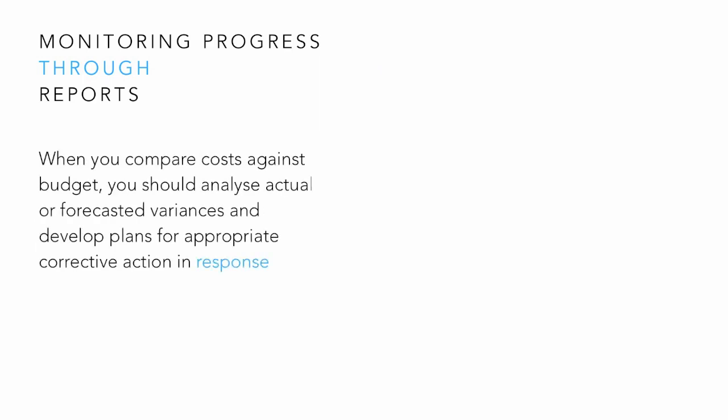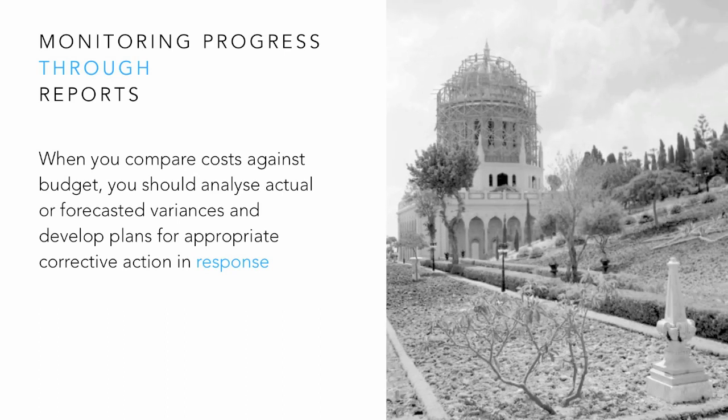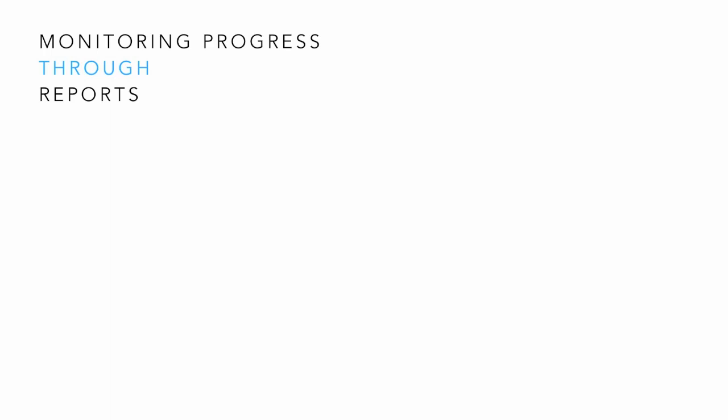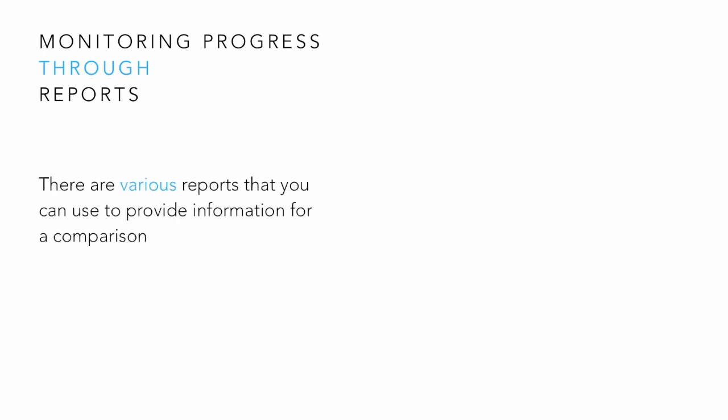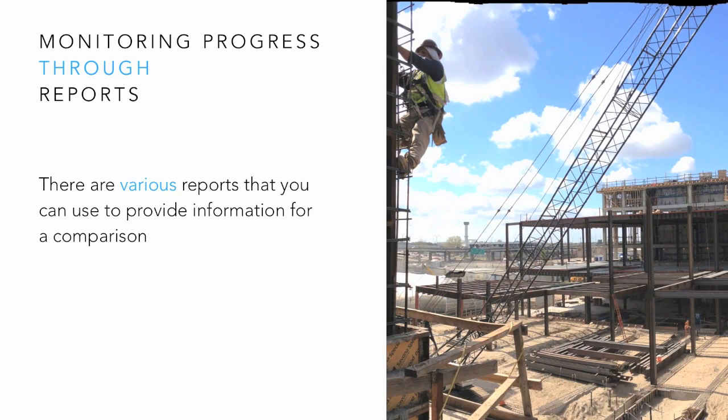When you compare costs against budget, you should analyse actual or forecasted variances and develop plans for appropriate corrective action in response. The key to effective risk analysis is to obtain real-time cost information and closely examine it for potential issues. A proactive approach gives you an opportunity to resolve cost issues before they pose a risk to your budget. There are various reports that you can use to provide information for comparison, including accounting reports, earned value reports, and financial reports.